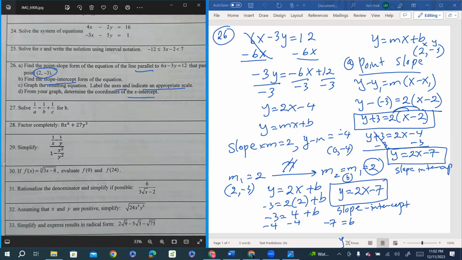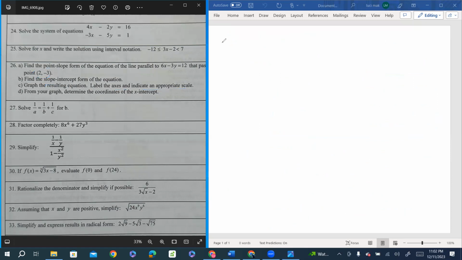Okay, so do you want me to manage? No, I think I should erase it. So let me erase it. So y equals 2x minus 7 is the equation. The equation was y equals 2x minus 7, I believe.